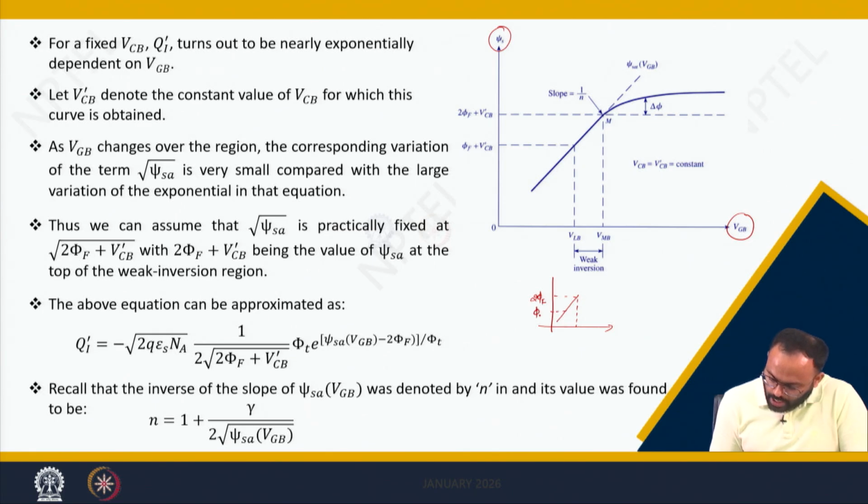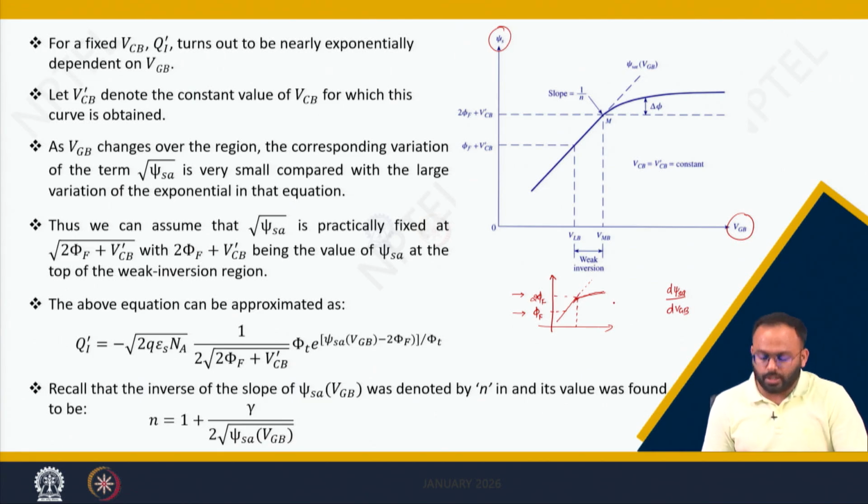So these are the onset points which were defined earlier in two terminal MOS, where we said that this is the onset of weak inversion and this is the onset of moderate inversion. Till this point the surface potential is almost linear, and we have also calculated the slope factor as d psi a by dVgb. After this point the surface potential deviates and gets pinned to a fixed value.